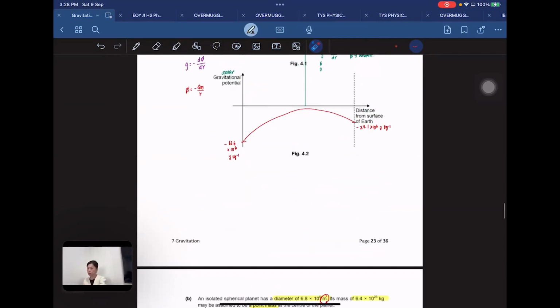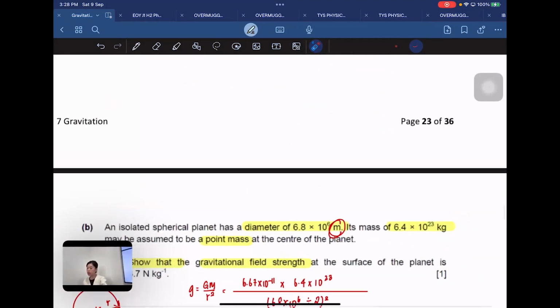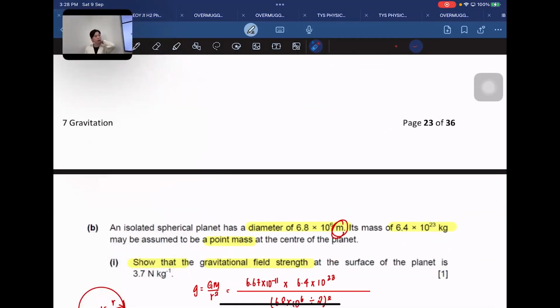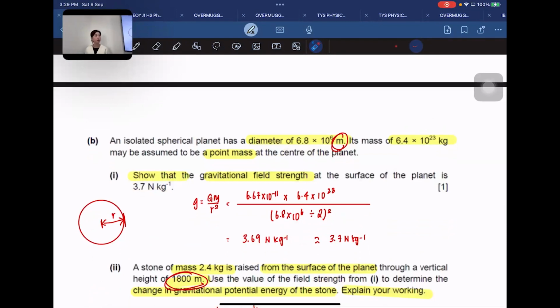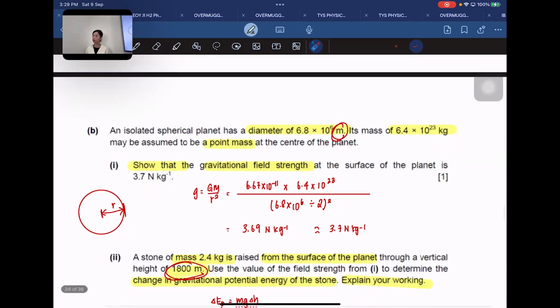Okay? Now the next one, it says, an isolated spherical planet has a diameter of 6.8 times 10 to the power 6 meters. So it's already in its SI unit, and a mass of 6.4 times 10 to the power 23, assumed to be a point mass. Show the gravitational field strength is given to be this value. All you got to do is just use the formula g equals GM over r squared. I think most of you guys should get this answer, right? It's pretty straightforward.